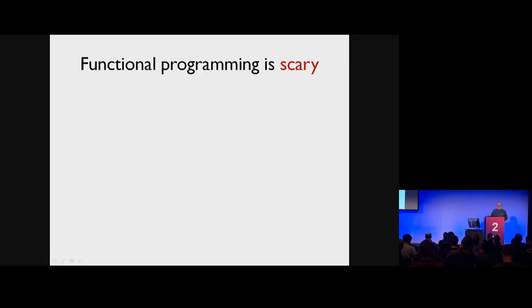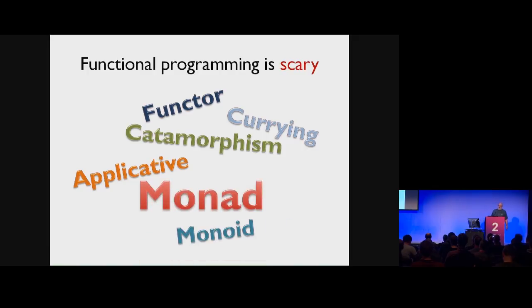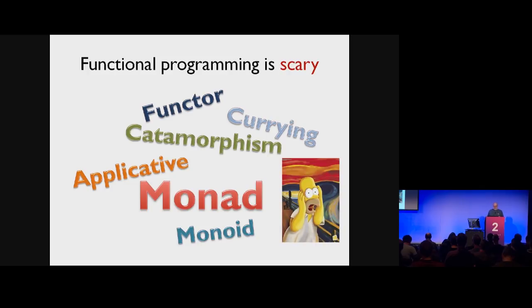And it comes across as very scary to most people. There's words like functor, catamorphism, applicative, currying, monoid, and monad, the most scary word of all. And I think the problem is these words sound scary, but they're not actually scary concepts if you understood what they were. I mean, you might be like Homer here and think, I can't possibly understand any of this stuff. It's way too complicated. But I don't think it's scary.